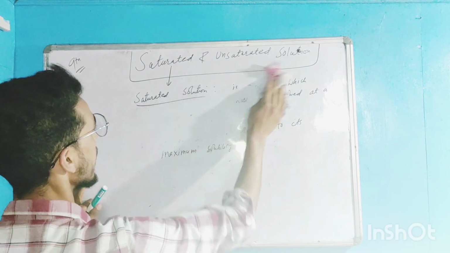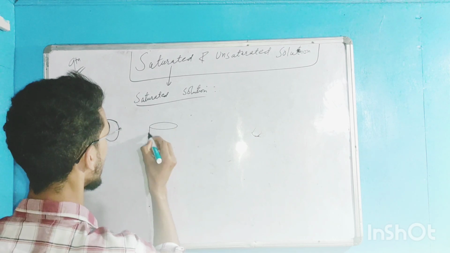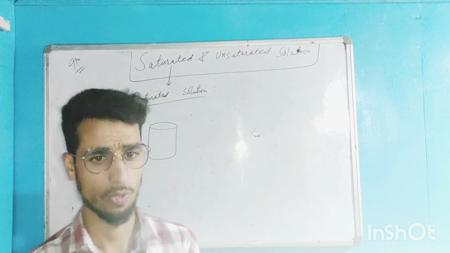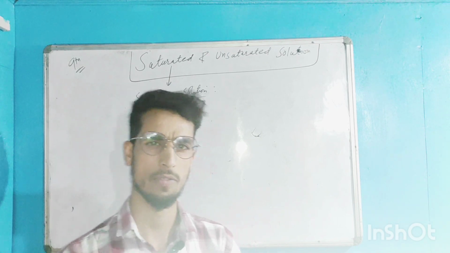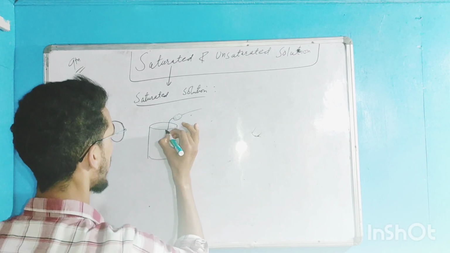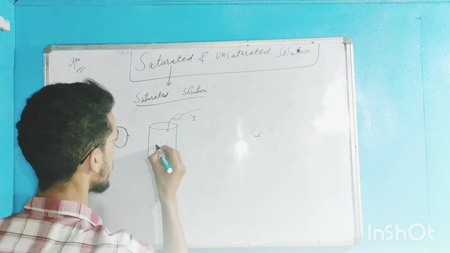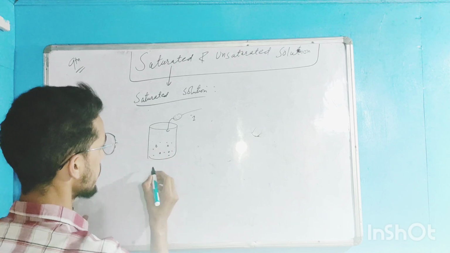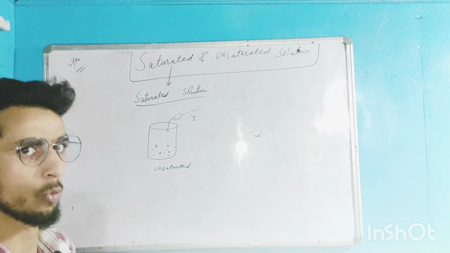Now, in the example, we'll take a beaker. Here's a beaker. And in this beaker, there is solvent present. Now we are going to add sugar or salt with the solvent as a solute. Now we are going to add a spoonful of sugar. After adding one spoon of sugar, these solute particles will dissolve in the solvent. That means this time this is unsaturated. This is unsaturated, means we can add more and more solute in this.